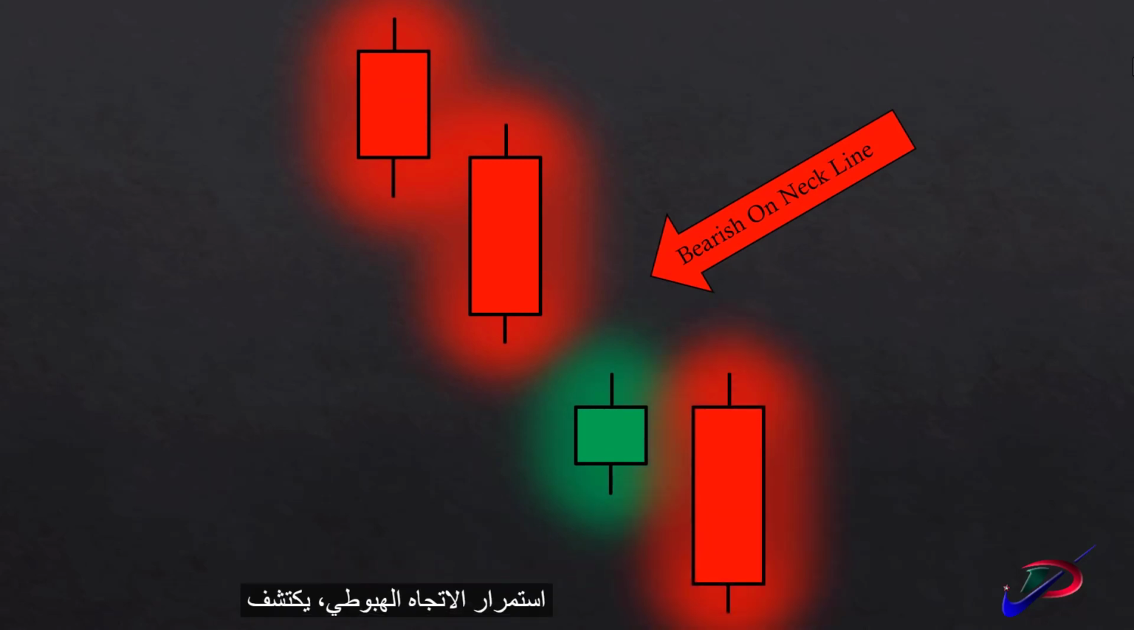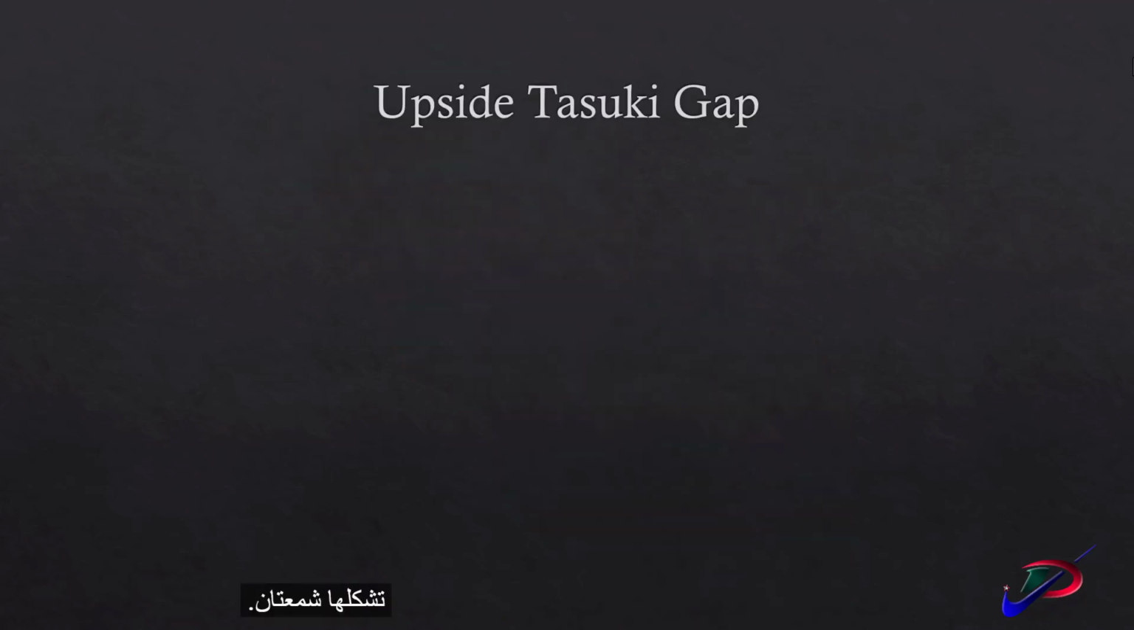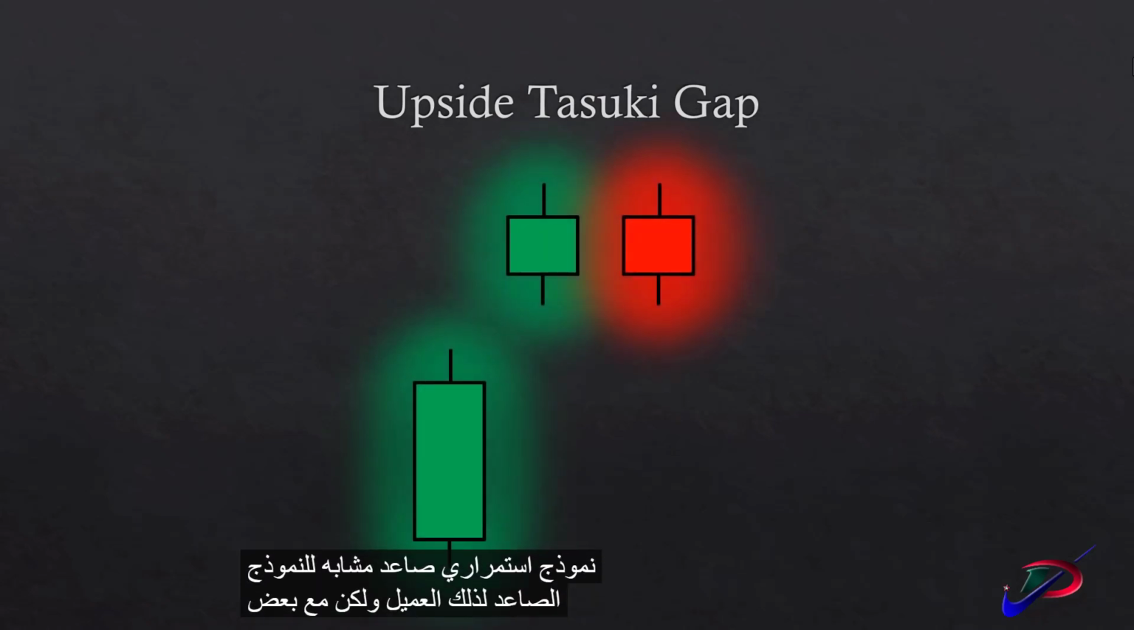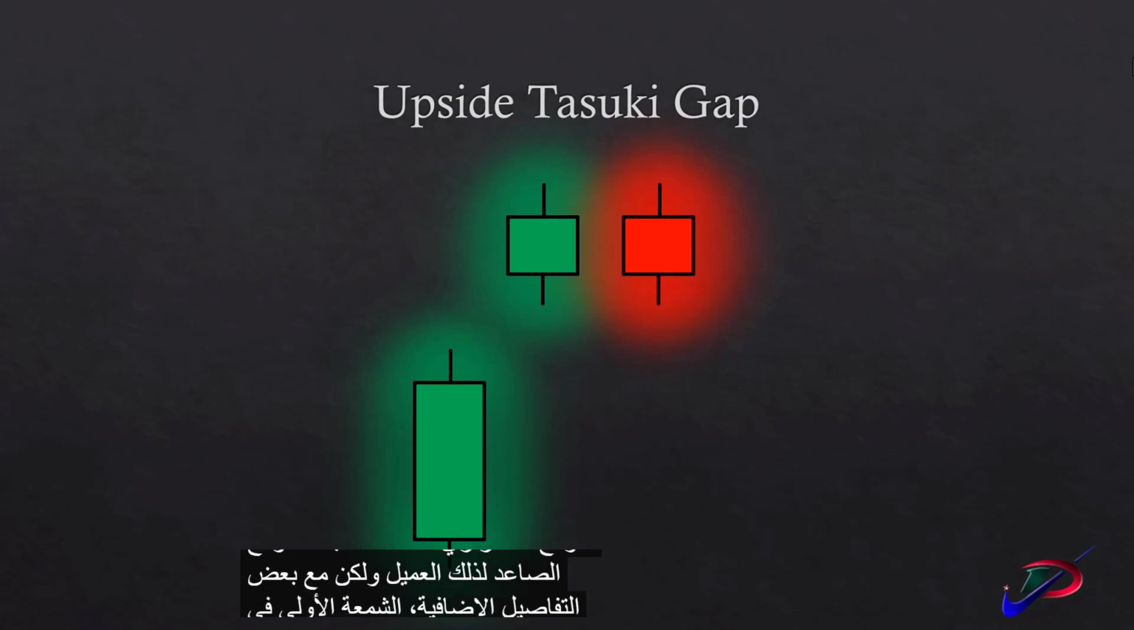This covers the complex continuation patterns formed by two candles. Next, we are going to study the complex continuation patterns formed by three candlesticks. The first complex continuation pattern formed by three candlesticks is called the upside Tasuki gap, which is a bullish continuation pattern similar to the bullish on-neck line, but with a few extra details.